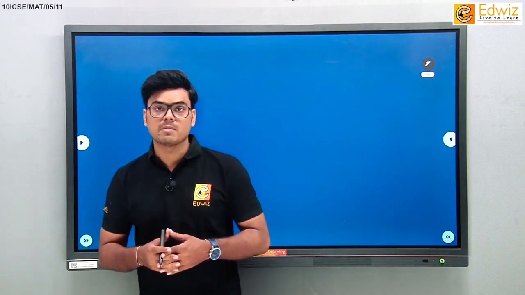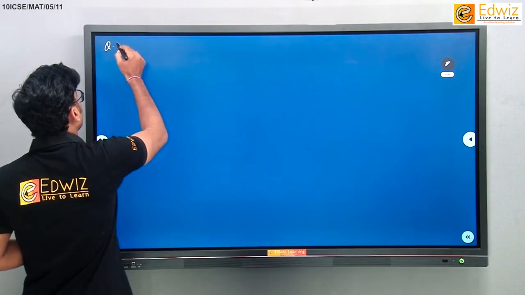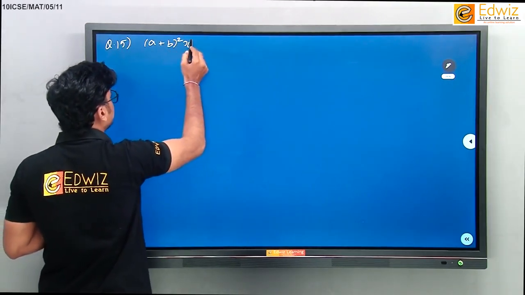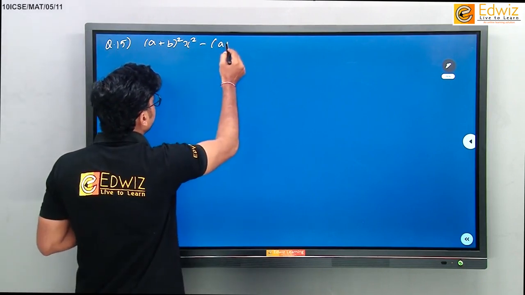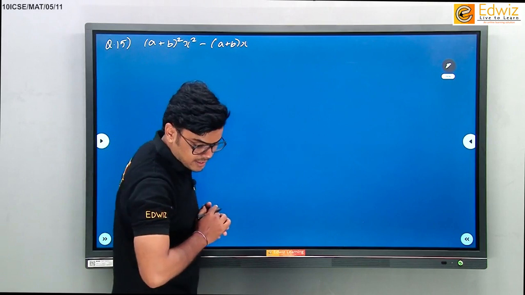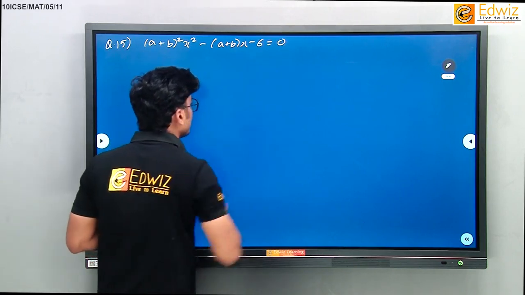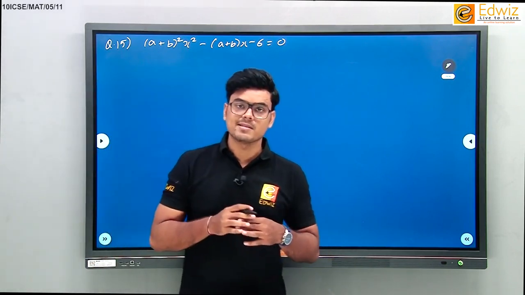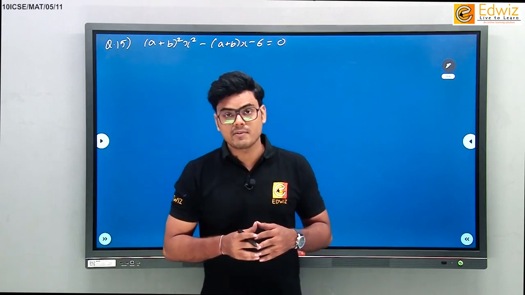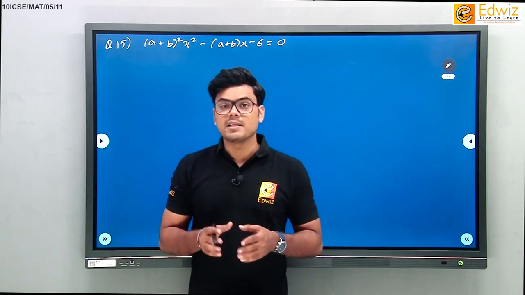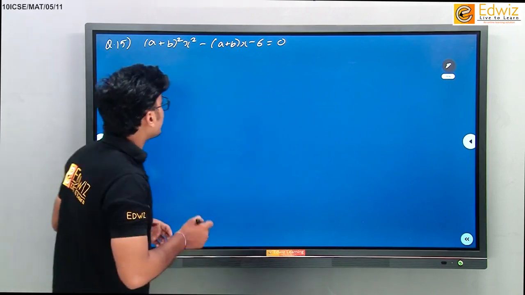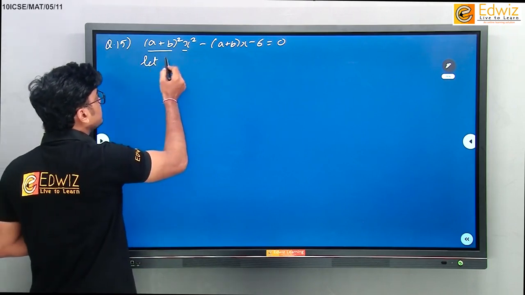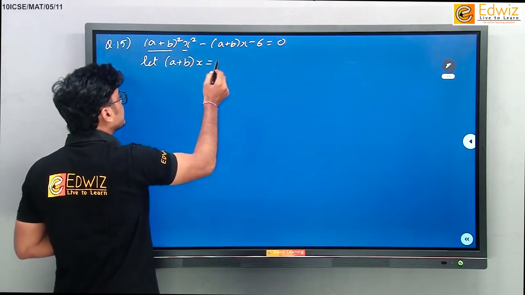Let us start with question number 15 now. We have to solve the equation (a plus b) the whole square x square, minus (a plus b) into x, minus 6 equal to 0. Here a plus b cannot be equal to 0 because it won't be a quadratic equation if a plus b is 0, correct? Now there is a hint given to you in the question. Take a plus b multiplied by x equal to y. Let (a plus b) multiplied by x equal to y.